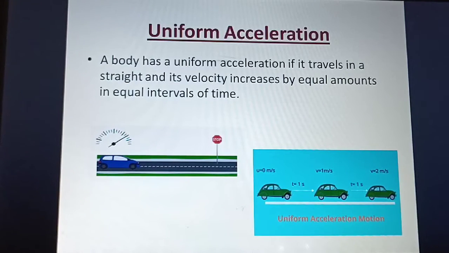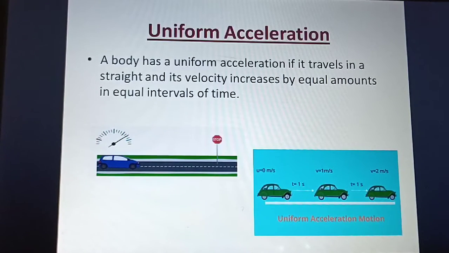A body has a uniform acceleration if it travels in a straight line and its velocity increases. For example, consider a car. The car is moving in a straight line, and what happens to the velocity? Velocity goes on increasing by equal amounts in equal intervals of time. The distance should be equal and the time is equal.